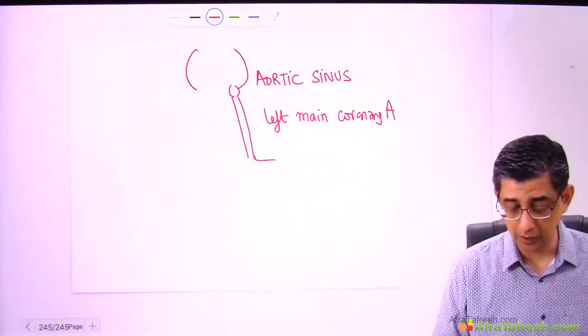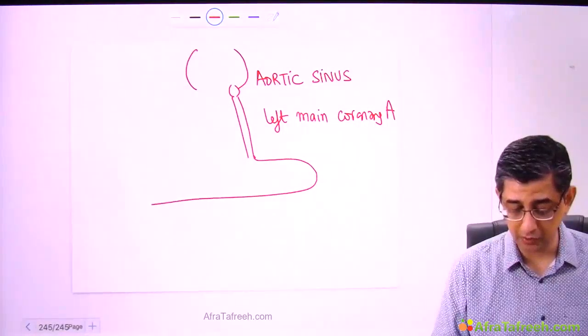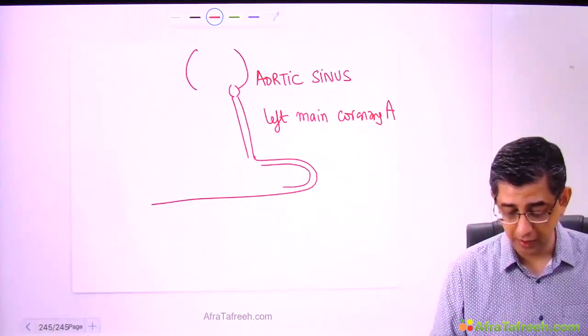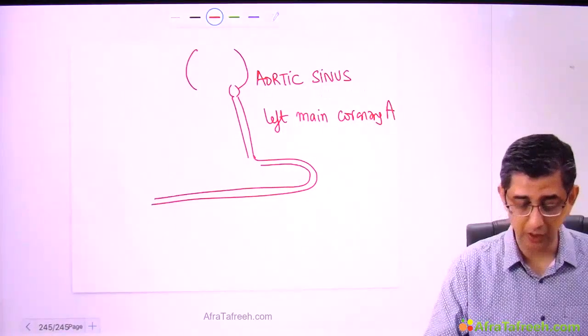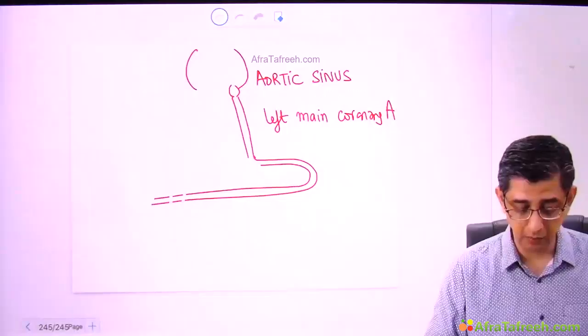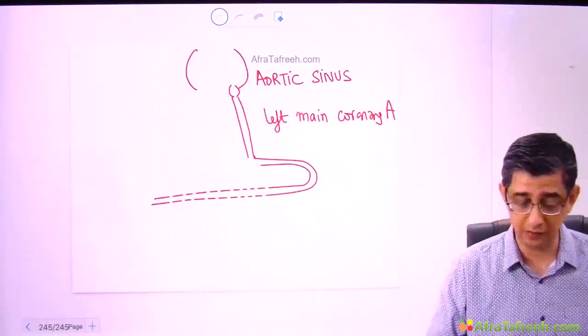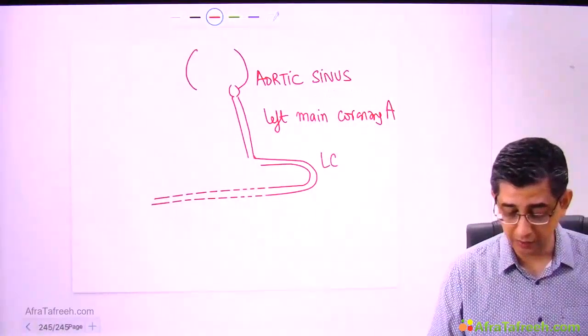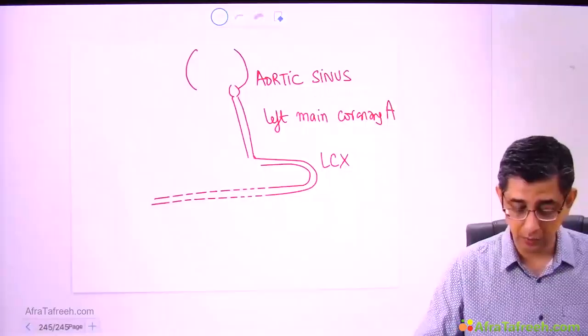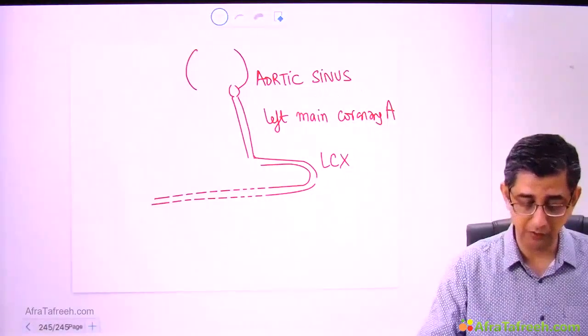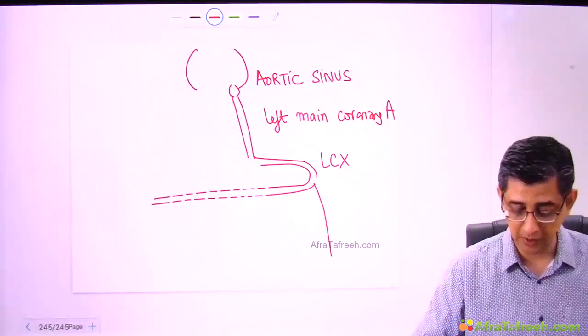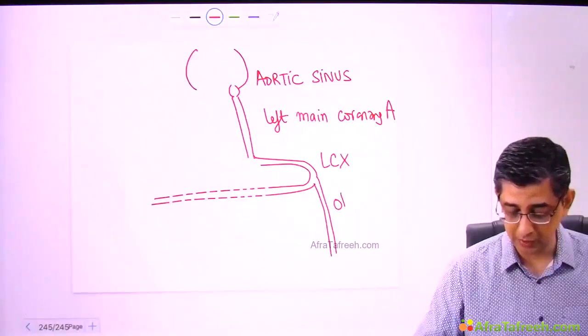Now I'm going to show a branch of the left main coronary artery that is going to curl around the left atrium and go relatively posteriorly. This blood vessel that I'm now going to mark before you will supply the posterior surface of the heart as well as the lateral surface of the heart, and this is the left circumflex. Now I'm going to draw another branch of the left circumflex artery that runs on the lateral surface. This is called the obtuse marginal.